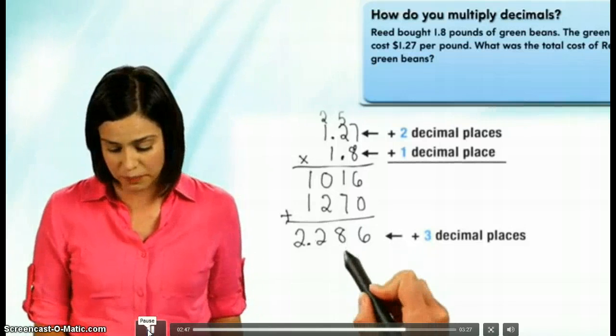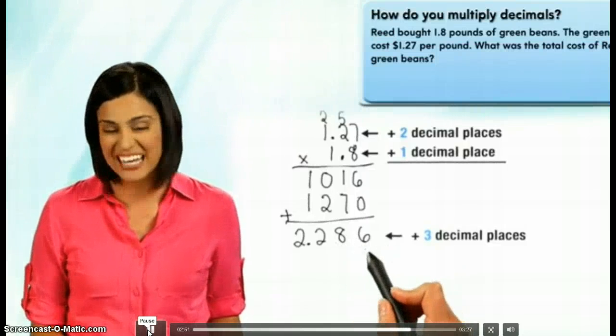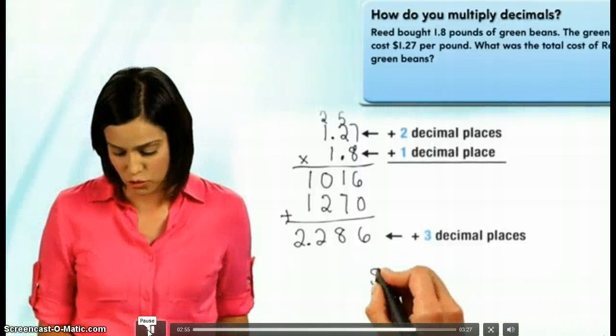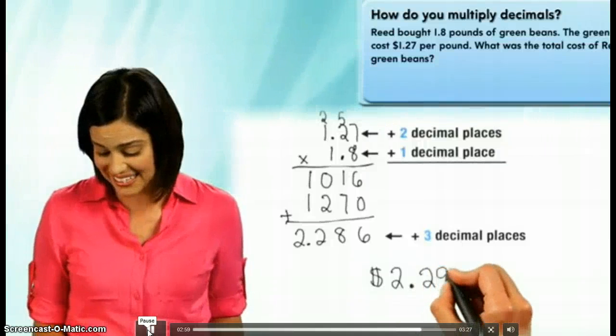Here's our hundredths place. We have an 8. If you look at the number on the right, it's a 6, which means we round up. So we have $2.29. And there you have it. The total cost of Reed's green beans is $2.29, because money only goes to the hundredths place.